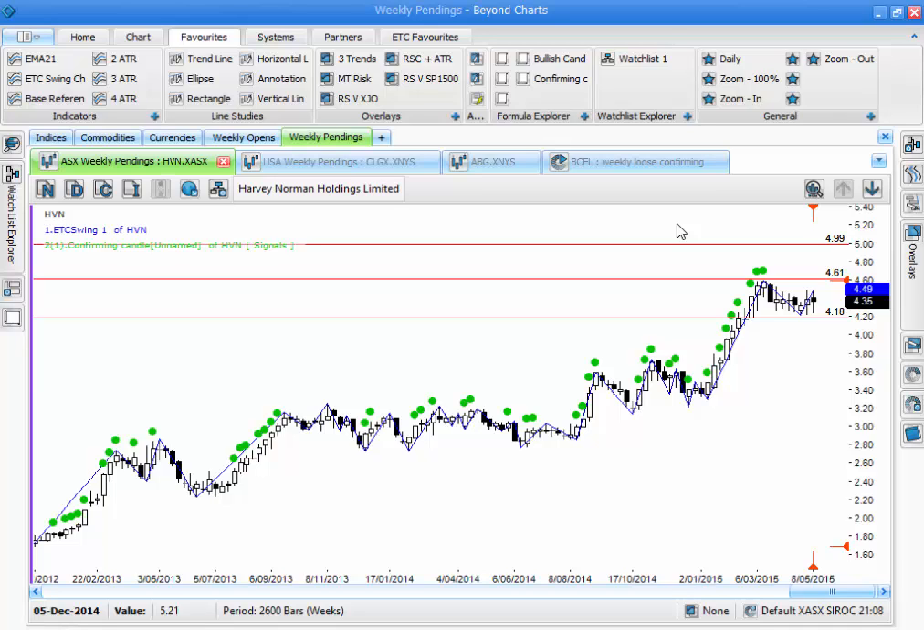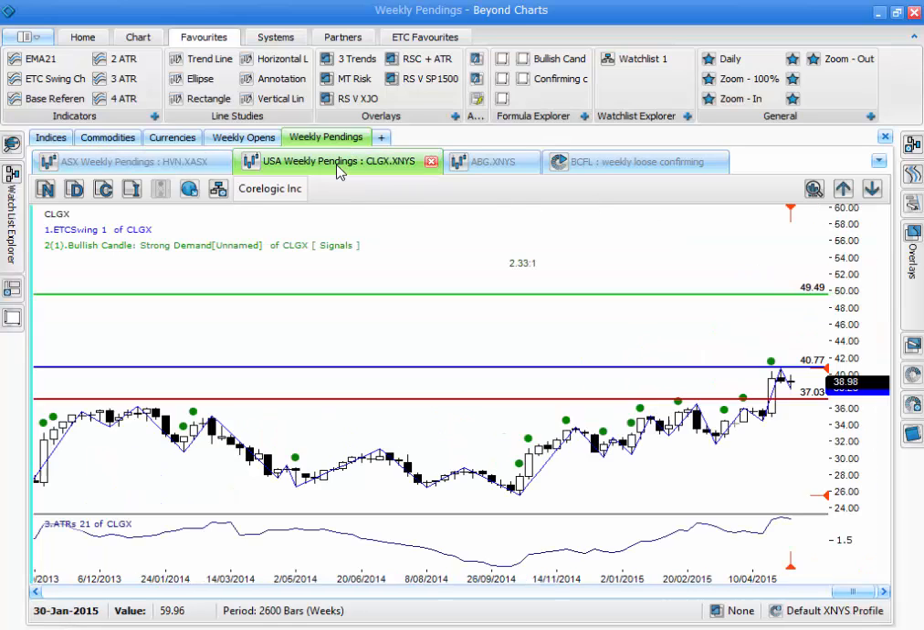Okay, so that's the ASX weekly pendings for this week. Let's go through and have a look at the US, the pendings. There was quite a lot of potential opportunities, and it's something that over the course of the next week or so, I'm going to go through and provide another suggestion on how you can actually cut down the number of scans that you actually have to look at.